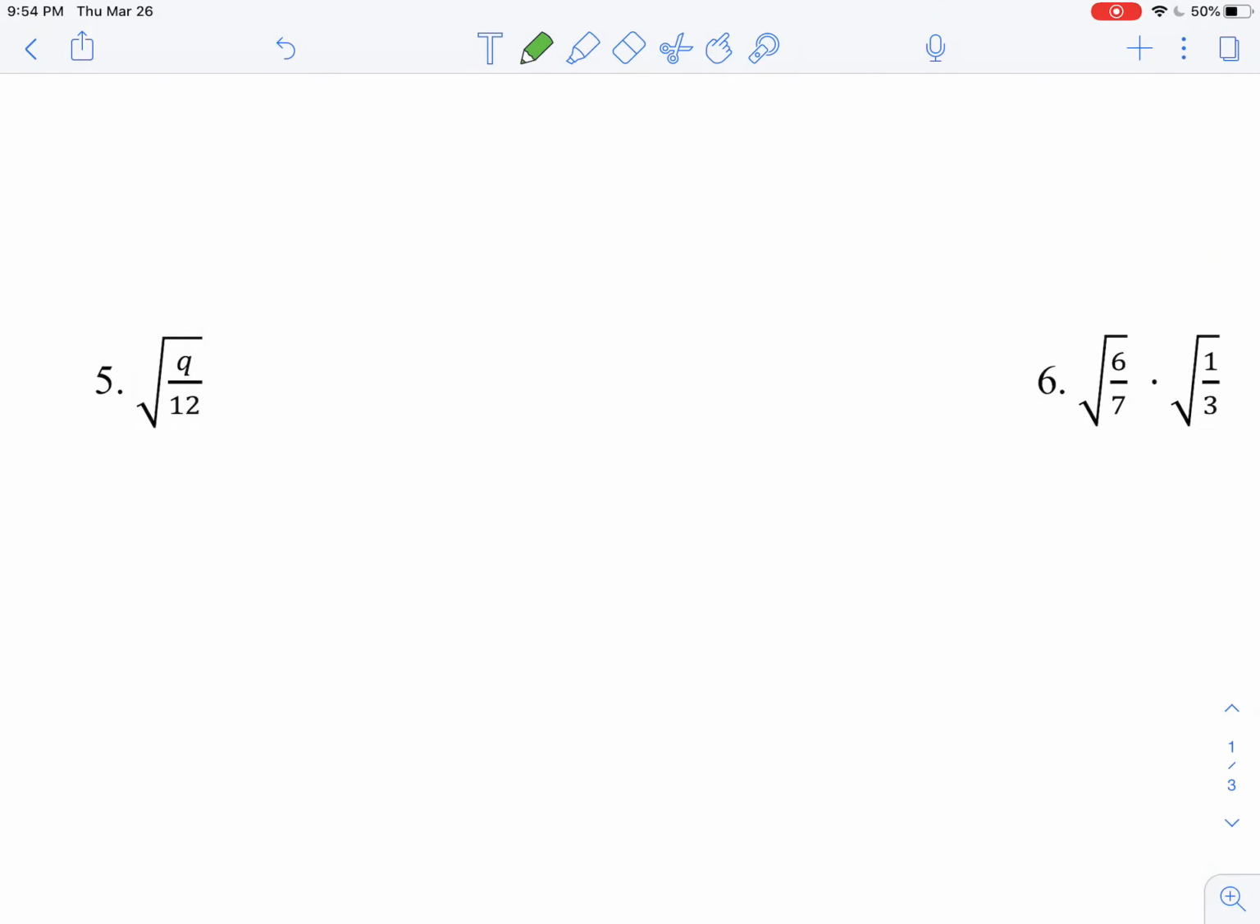In question number 5, let's start again by making two separate square roots, one for the top and one for the bottom of the fraction. So I'm going to rewrite this as the square root of q over the square root of 12. I notice that there is a perfect square number that goes into 12, so I'm going to simplify the bottom before we rationalize. So square root 12 can be broken into the square root of 4 times the square root of 3, but the square root of 4 is 2, so this can become 2 root 3.